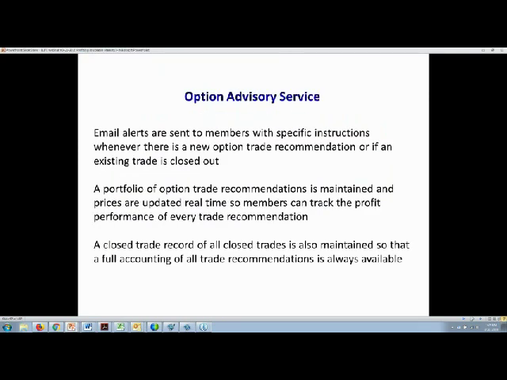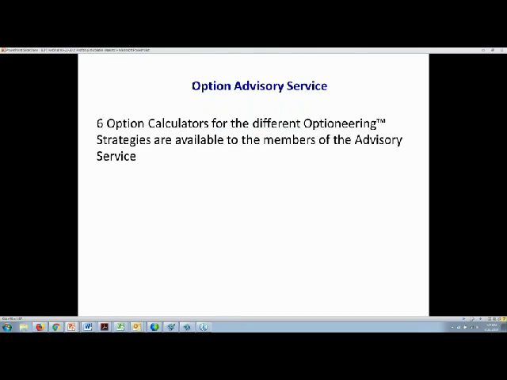So we have an option advisory service where we make recommendations for call option purchases. We send out email alerts to members with instructions whenever we have a new option trade recommendation, or if we're exiting an existing trade. We maintain a portfolio of option trade recommendations, and those prices are updated regularly so that the members can see how each trade recommendation is performing. We also maintain a closed trade record of all the closed trades so that we have a full accounting of all the trade recommendations that we make.